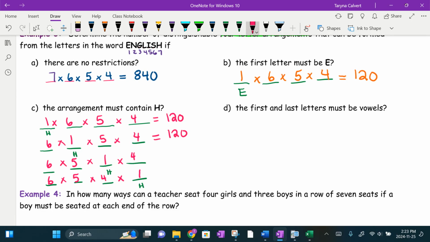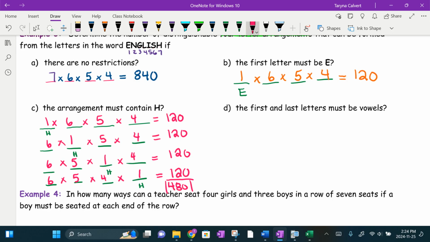But we do need to times that by 4. Or do each case and do what with all the cases? Add them together. So 480. So order does matter, guys. If they don't tell you a specific position, you have to do all the cases. Does that make sense now, the difference between B and C? You all see that? Okay.